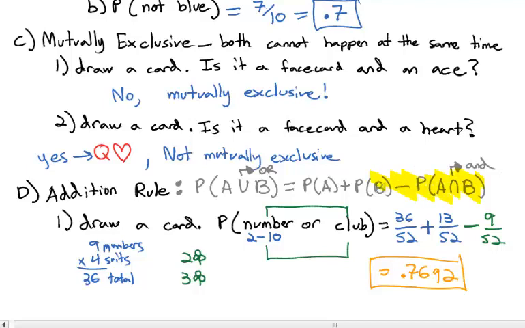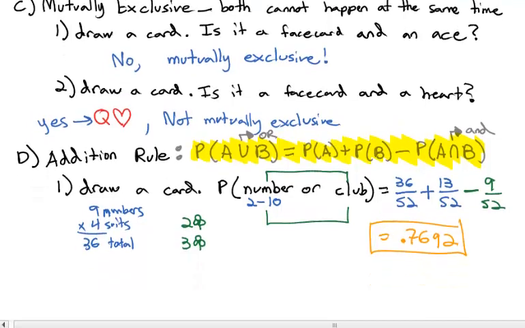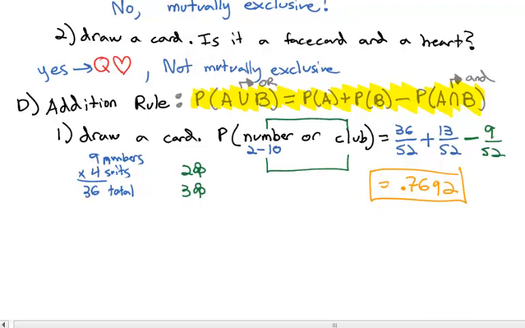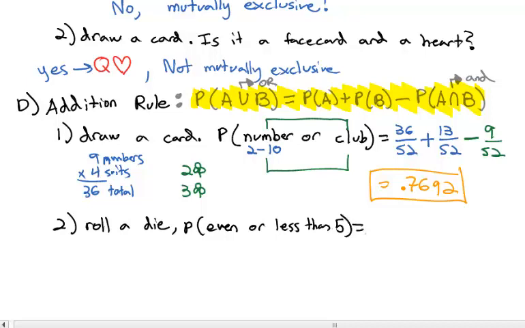This is an important probability formula that we're going to be using. The probability of A or B is the probability of A plus the probability of B minus the probability of both. So, if we roll a typical 6-sided die, what is the probability that it is even or less than 5?